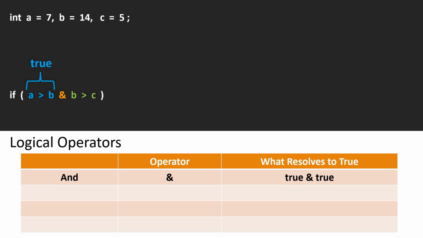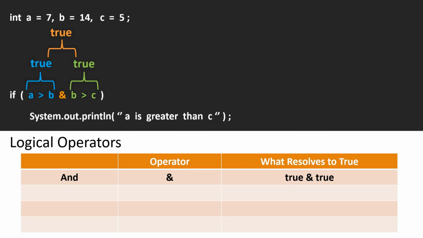Then we'll look at the other side of the condition. Well, B is 14 and C is 5. So B is greater than C. So that resolves to true. Then I combine these with the AND. And an AND is true if both sides are true. So this resolves to true. So my condition is true. So now I'll run that next statement, which in this case would print out A is greater than C.